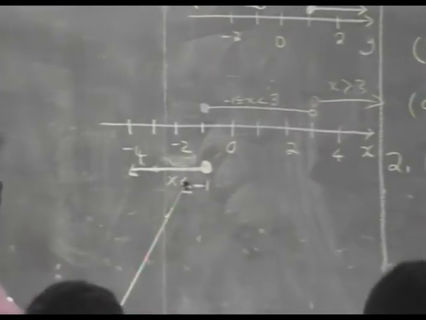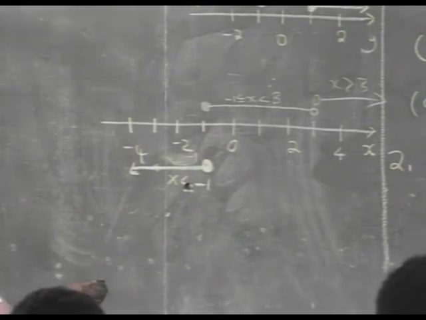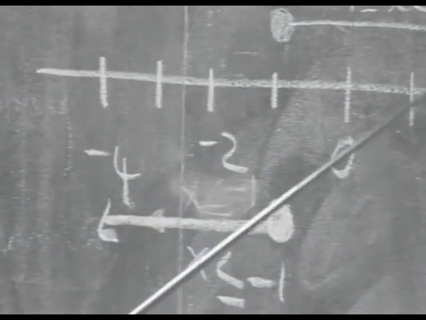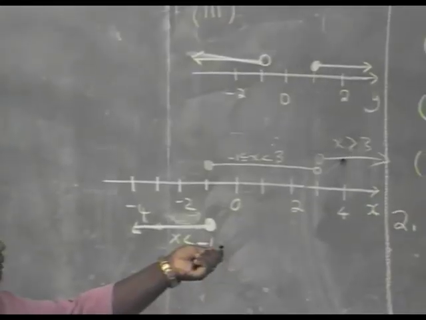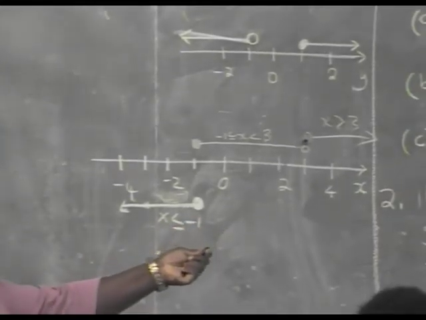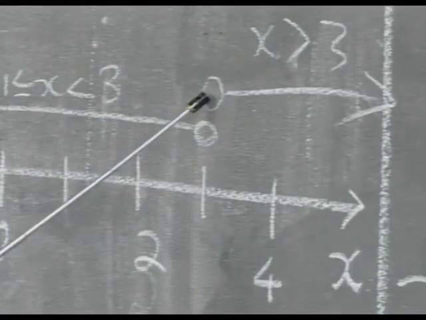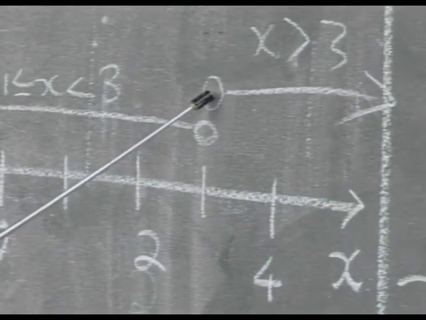All right. The answer for A, x is less than or equal to negative 1. X is greater than 3, correct? That's the circle there that is not shaded. That means 3 is excluded.